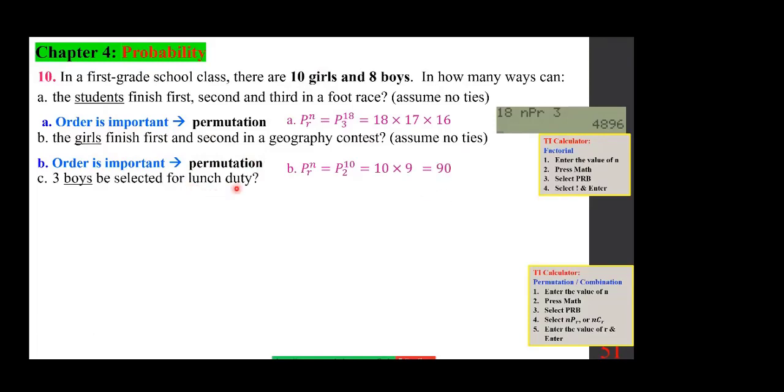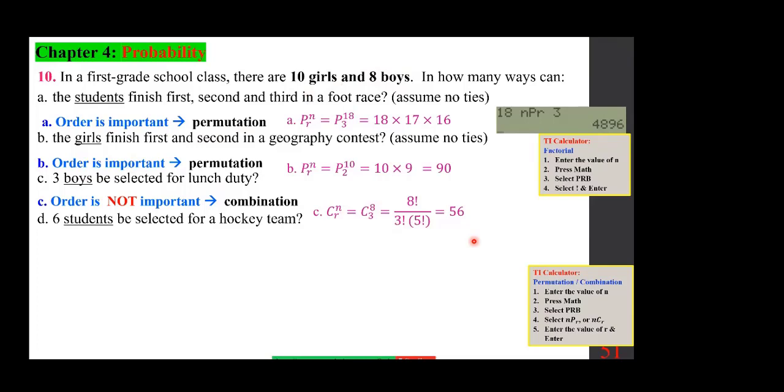Three boys be selected for lunch duty. That means right away we look at N being 8, and order is not important. We are not specifying anything, so it's a combination. N choose R, 8 choose 3, and we come up with the answer. This is what matters, understanding that it is a combination. The rest is very simple to calculate.